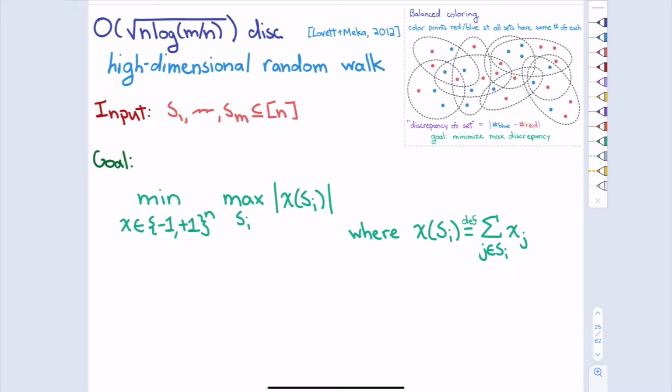Okay. All right, so let me just set it up. Notationally, we're going to have m sets S1 through Sm, they're all subsets of [n]. And the goal is to minimize, over all integral vectors x in {-1, +1}^n, the absolute value of x(Si). So I'm using this as a shorthand to just sum over all the coordinates in Si the value of xj. Okay, so I'm going from red or blue to plus or minus 1 for the rest of the lecture.